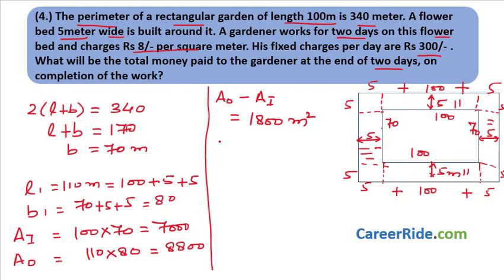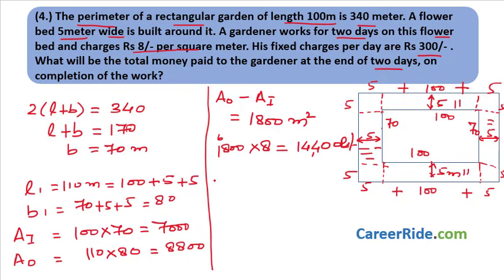Now what is the cost of working on this flower bed? It is given that he charges rupees 8 per square meter. So what is the total area of the flower bed now? It is 1800. So 1800 multiplied by 8. This is equal to 14,400 rupees. But wait, we are not done yet.